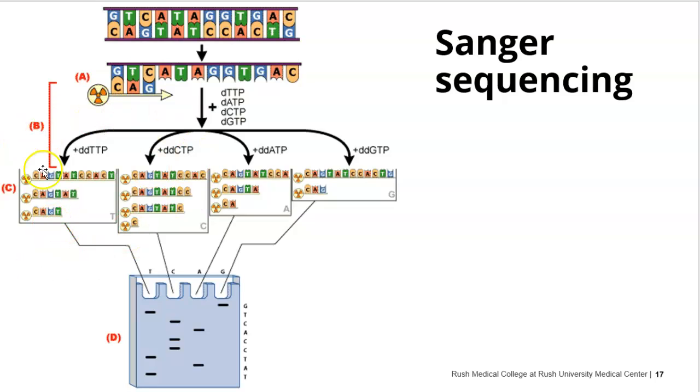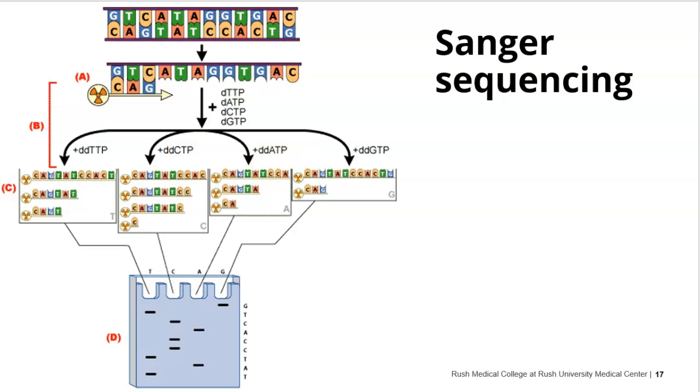So we have a bunch of fragments, and then we separate them. And we do the same thing for all of these. And then when we separate these fragments, we can then say, oh, the shortest is, we got a T, an A, a T, a C, C, A, C, T, G. We can sequence this fragment doing this.